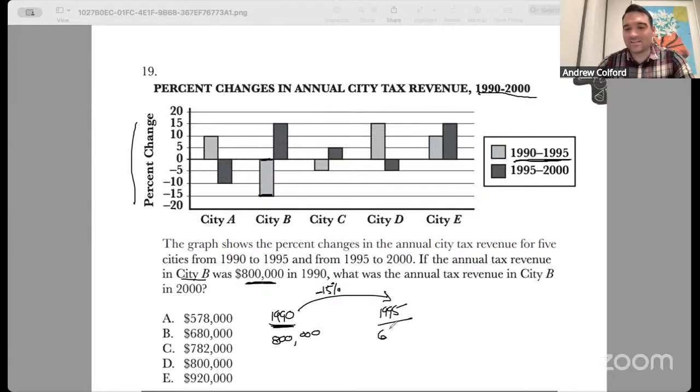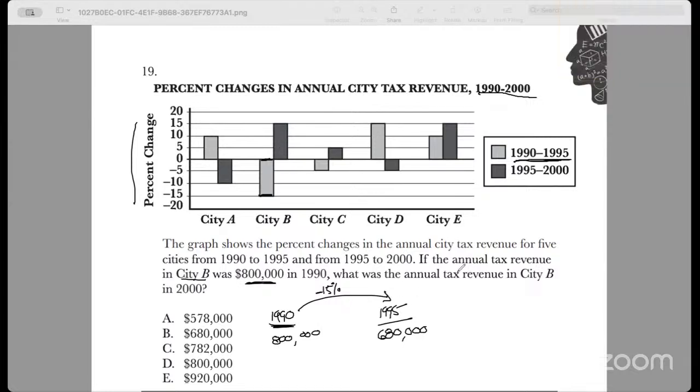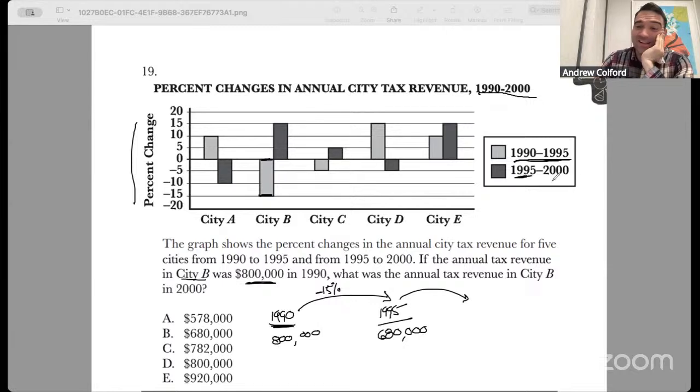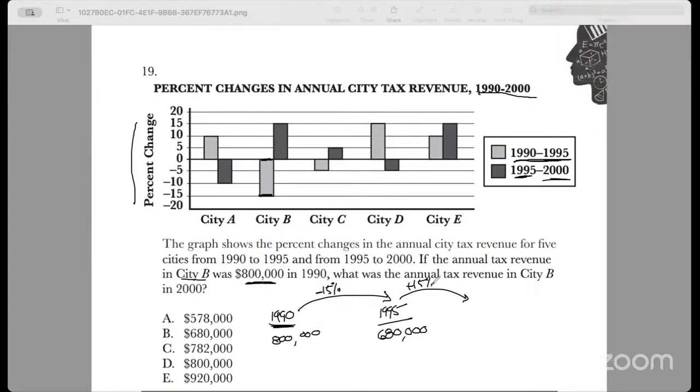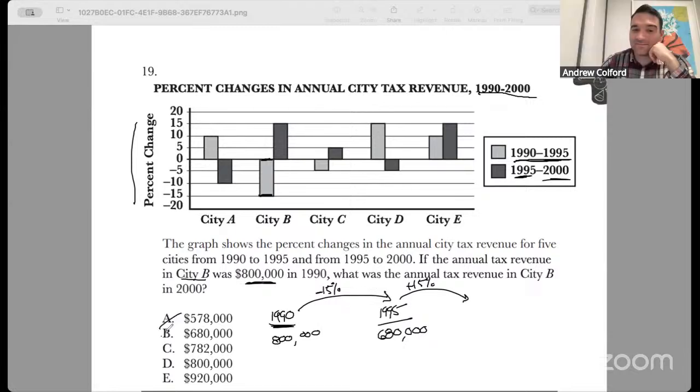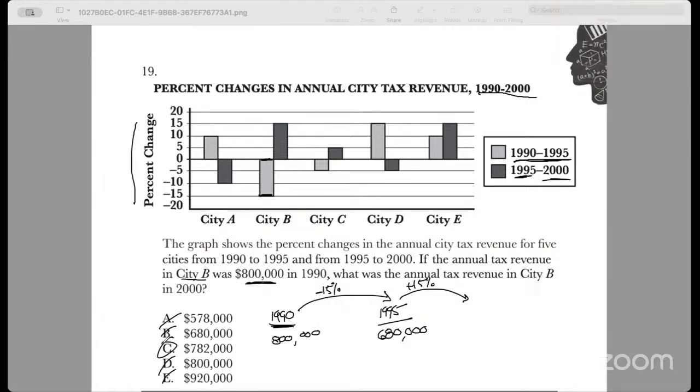And again, this is presented in a really weird way. Yeah, that's why I was confused about what it's actually interpreting. When you explain it like that, it makes more sense. So then from 1990 to 2000, this darker bar here, we go up 15%. So that's 782,000. Yeah, that's it. Got it. Okay.